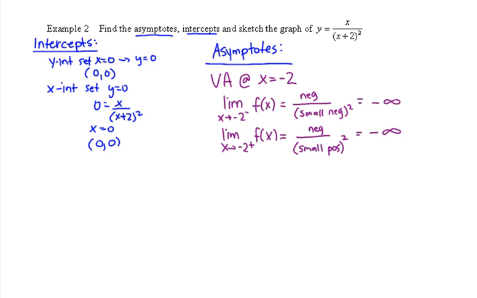If in your work you wrote the limit as x approaches -2 from the left, f of x equals -infinity, okay, do you know what I mean by if you skip the middle step?